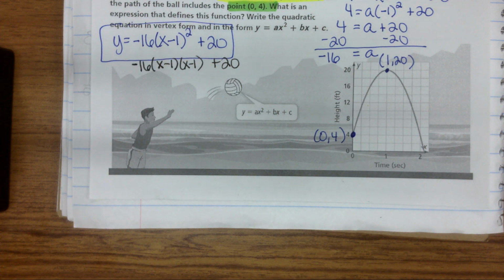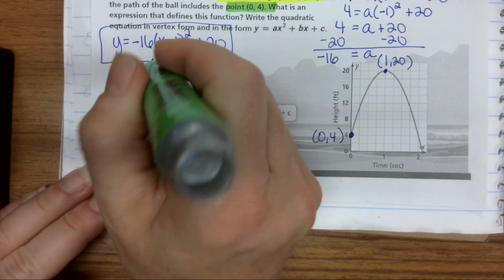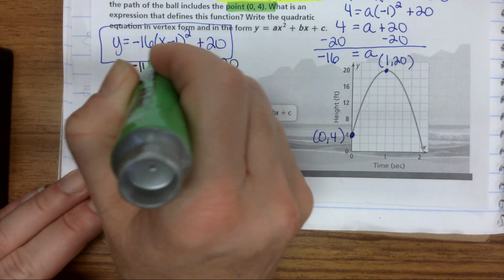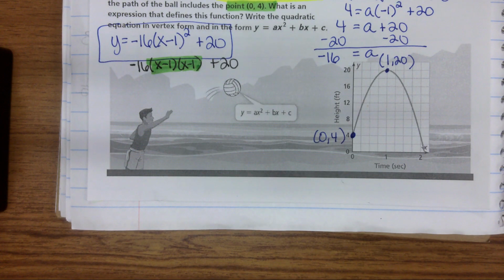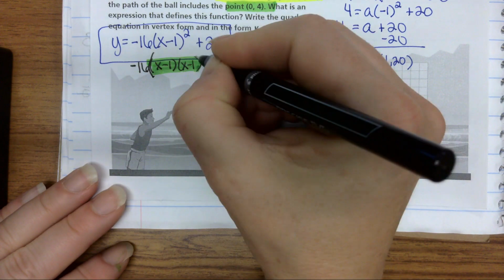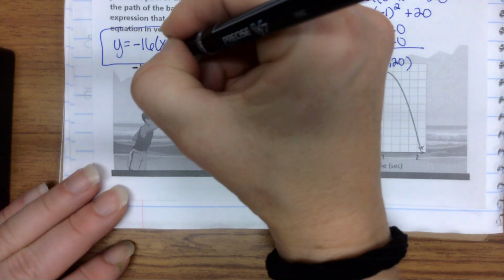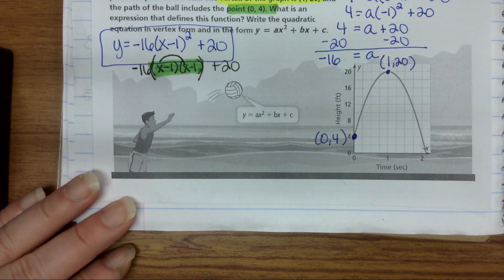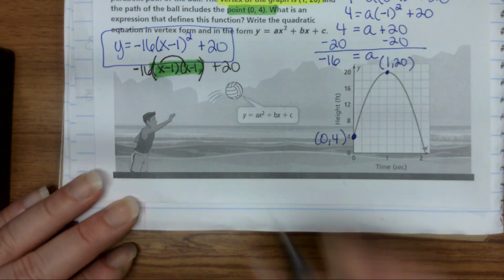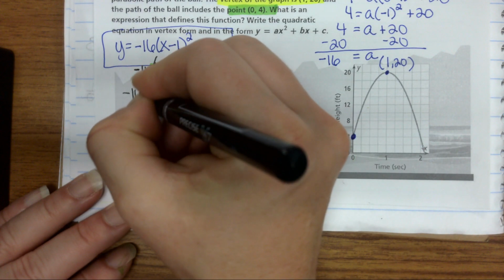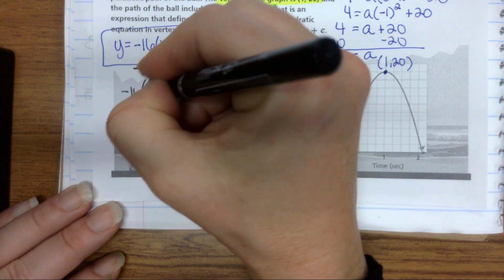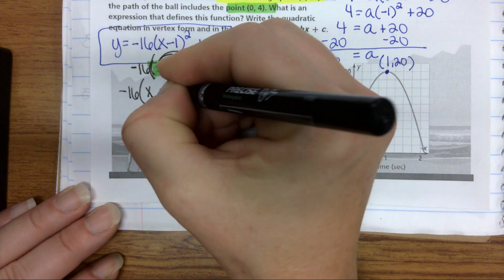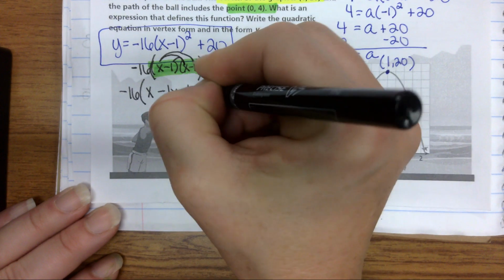Do you know what I mean when I say FOIL? First, outside, inside, last. I have some people in my other classes who like to use the box method always too, you know. Okay, let's do it together. I'm going to do my distributive property first before I do my negative 16. What's x times x? X squared. Don't forget we're going to have a 16 out in front of this too. All right, negative 16. X squared minus 1x minus 1x. Some of you can just put those like terms in your heads.